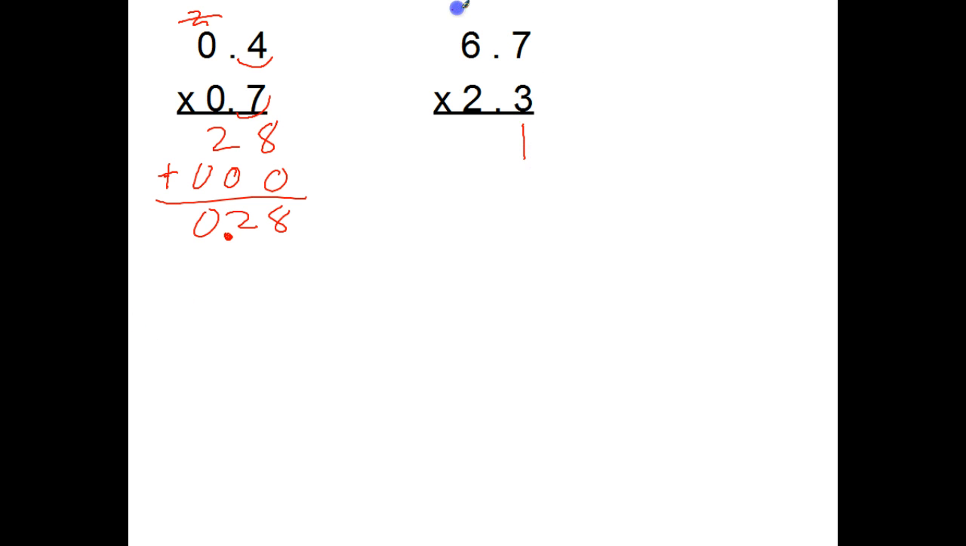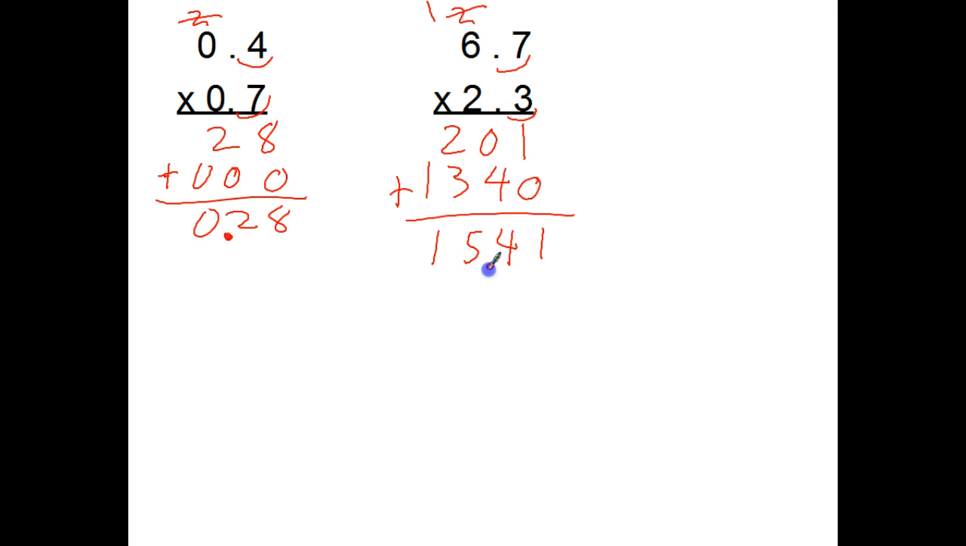7 times 3 is 21, carry my 2, 18, 20, Marco, Polo, 2 times 7, 14, carry my 1, 2 times 6 is 12, plus 1 more is 13, add them up, there's a 1, a 4, a 5, and a 1, and I came over 1, 2 spots total, 1, 2, 15.41.